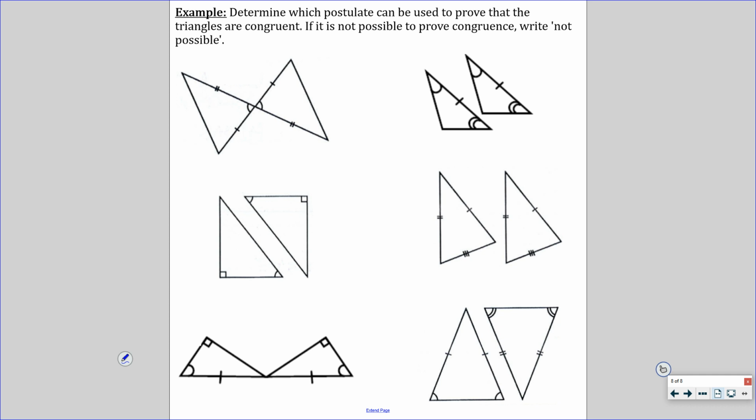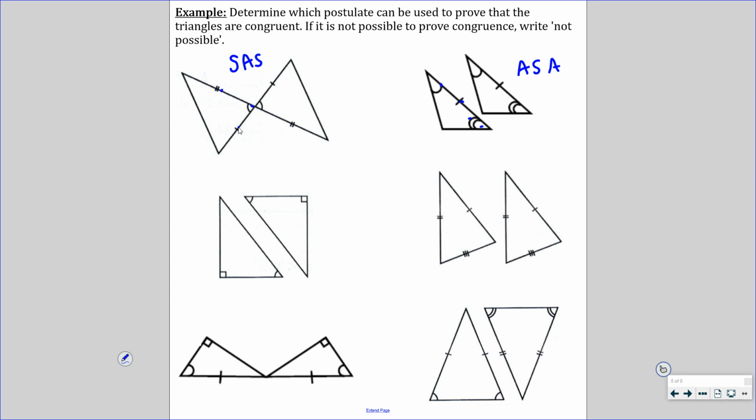All right, what do we think for this first one over here? Side angle side. Side, angle, side, included angle. This one. Angle side angle. What about this one? Not possible is correct.